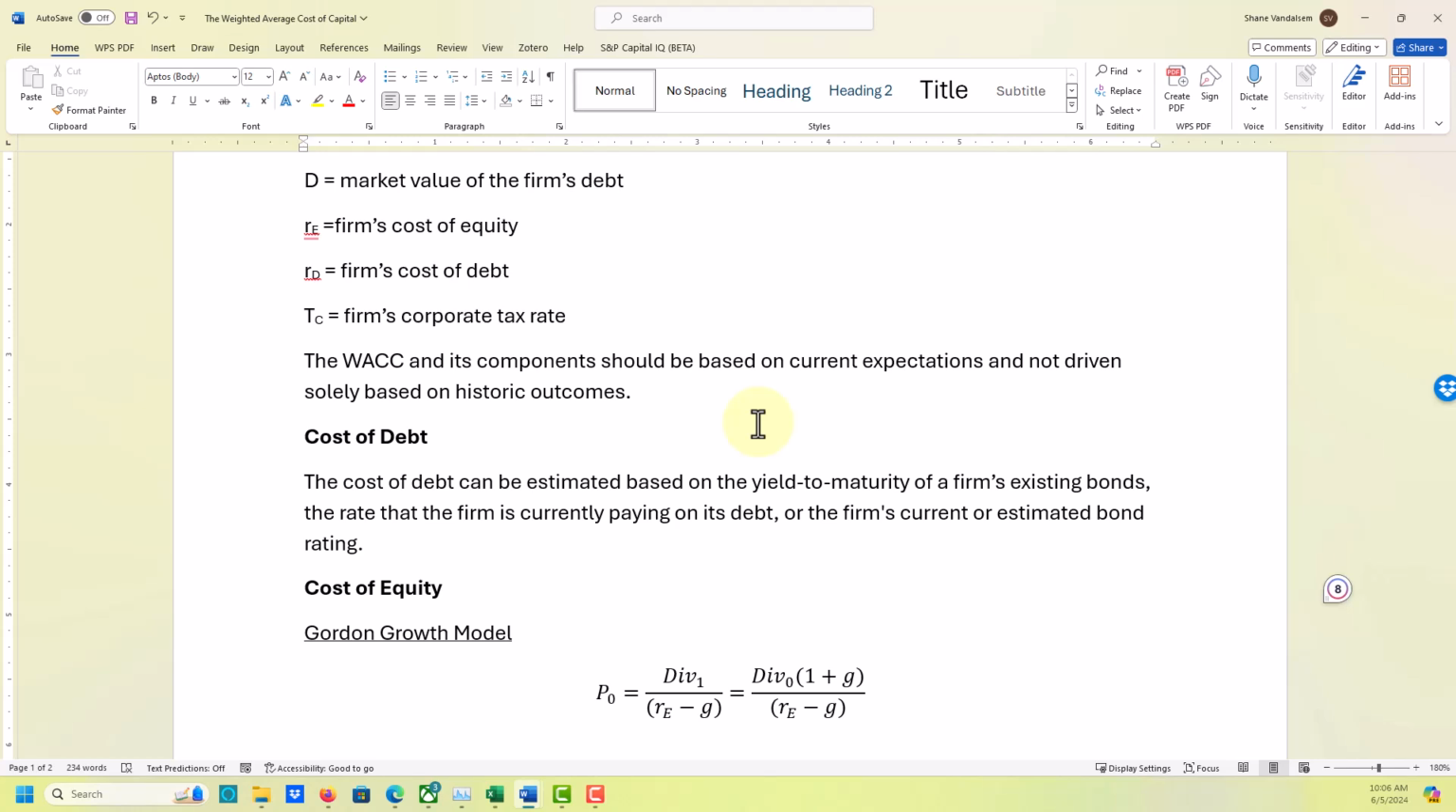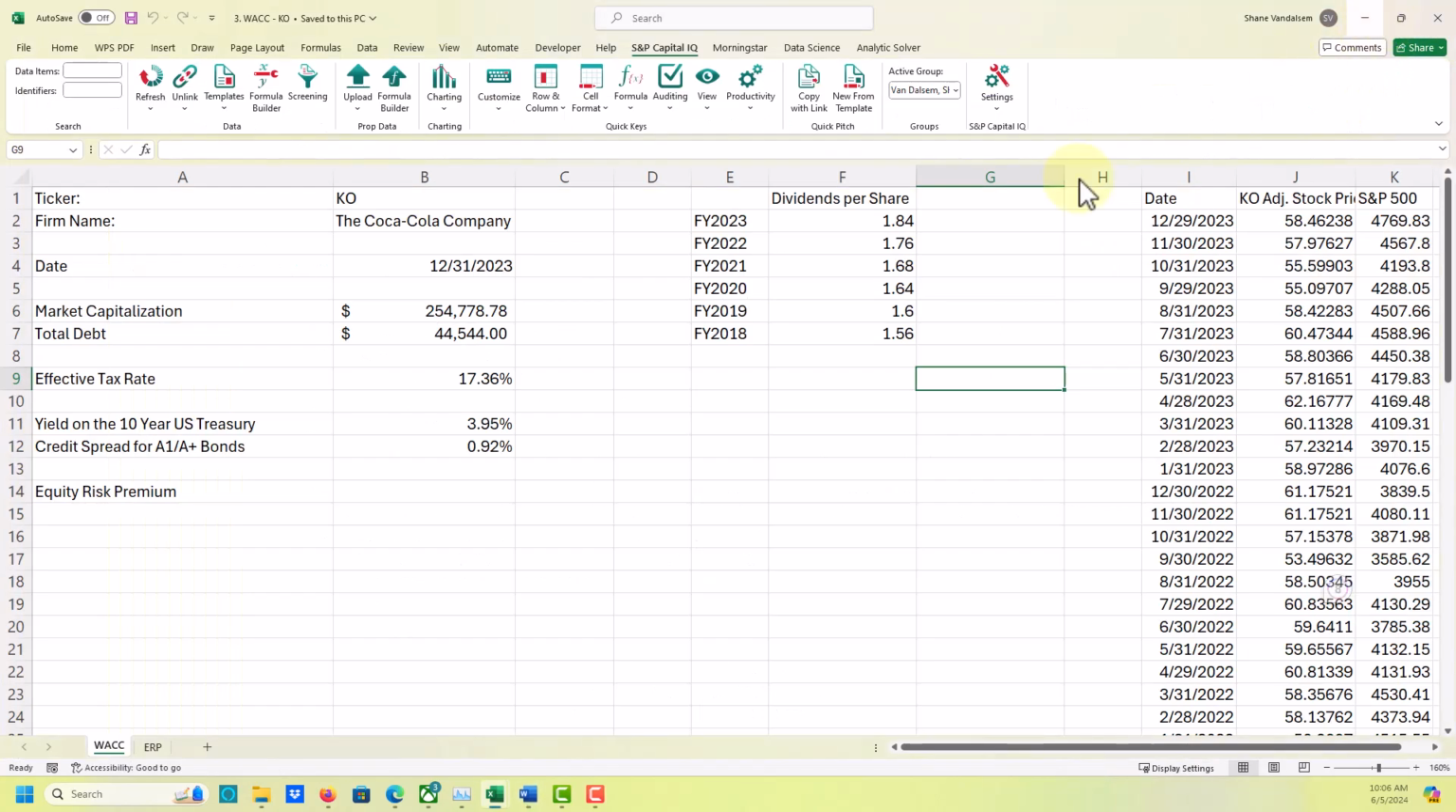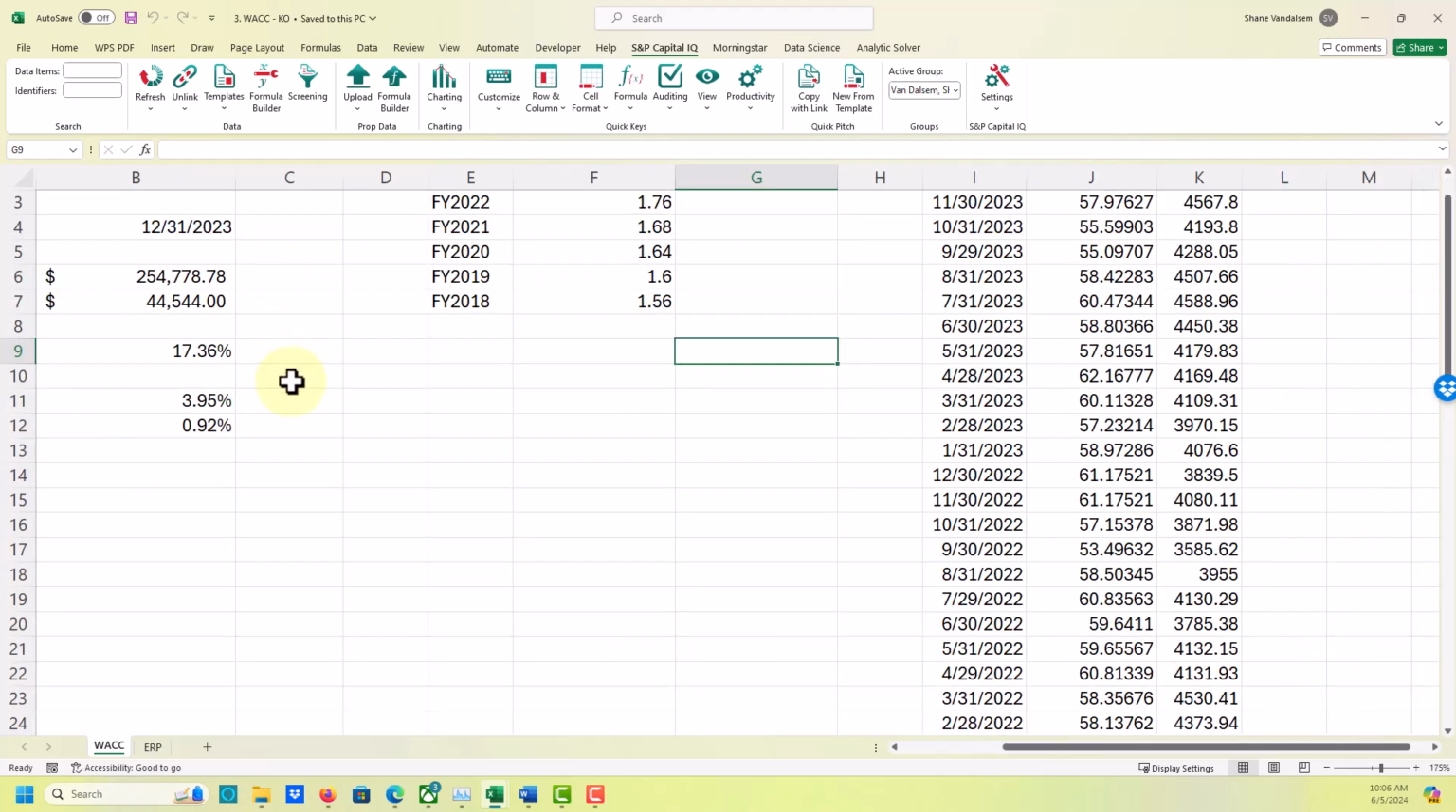We can take the rate that the firm is currently paying on its debt. So we could look at the interest rates if a firm currently has loans outstanding, how much they're paying, or the firm's current or estimated bond rating. And that's what we're going to do for Coca-Cola here, because we're not calculating the weighted average cost of capital today. We're actually calculating it as of the end of the year 2023. So let me go out here to the spreadsheet. So we've got our ticker, KO.